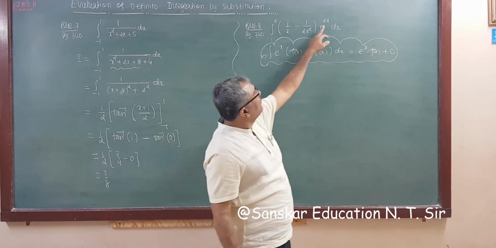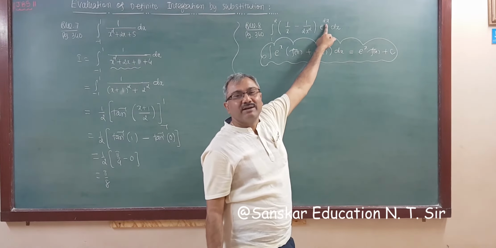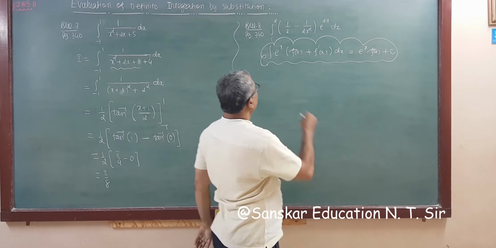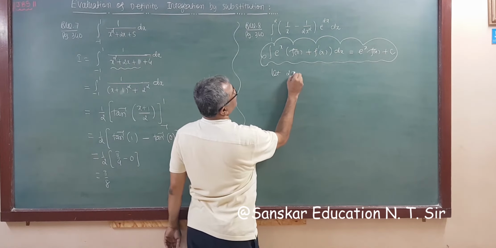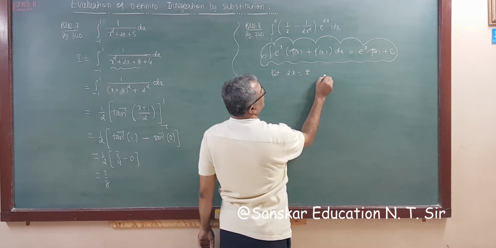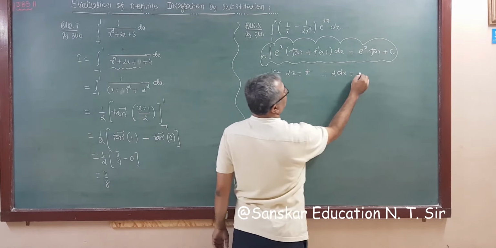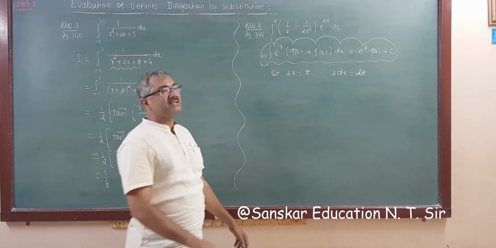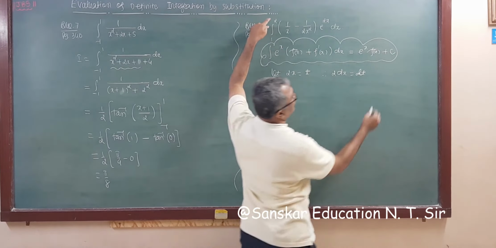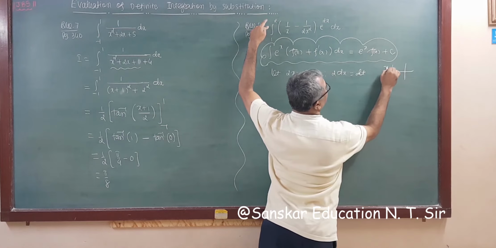What is given here? Twice x. What will we do? Assume it. So let twice x is equal to t. Did you get it? So derivative of this is twice x, that is 2 dx is dt. This is a definite integration, so you have to change the limit of this also. So limit will be changed from x to t.